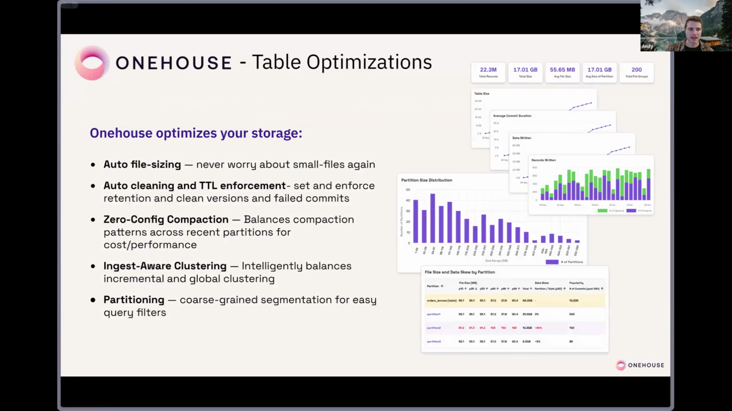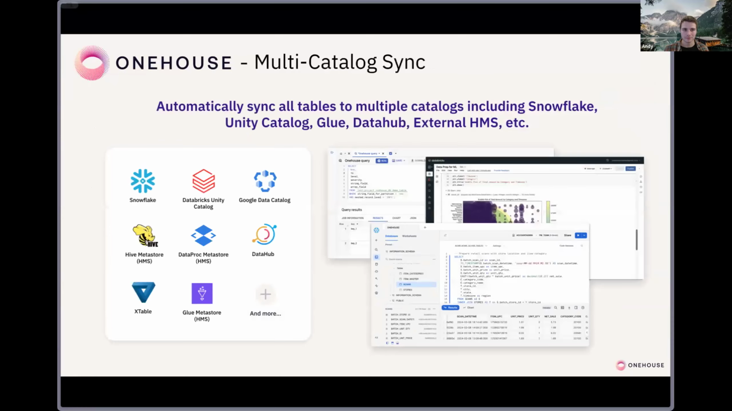Here we have table optimizations. So we will continuously optimize those tables that you bring in. So that means you'll get fast queries on every engine, things like file sizing, cleaning up old versions and handling TTL, compacting files to get fast write performance, and clustering for faster read performance, partitioning. All of this is easy and managed in the Onehouse platform.